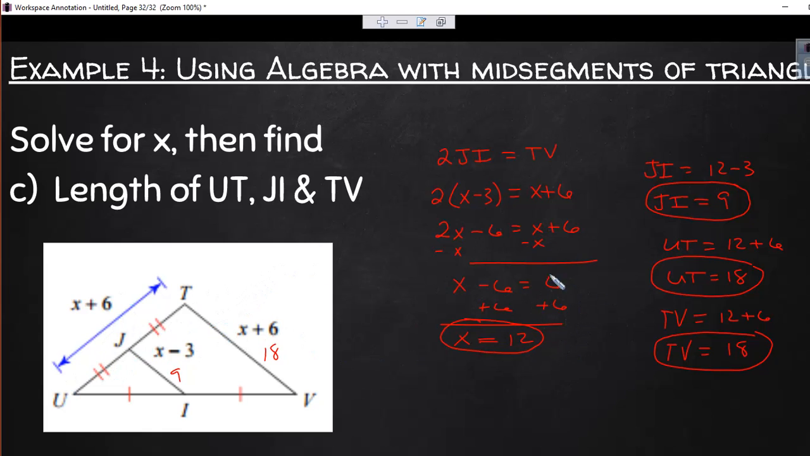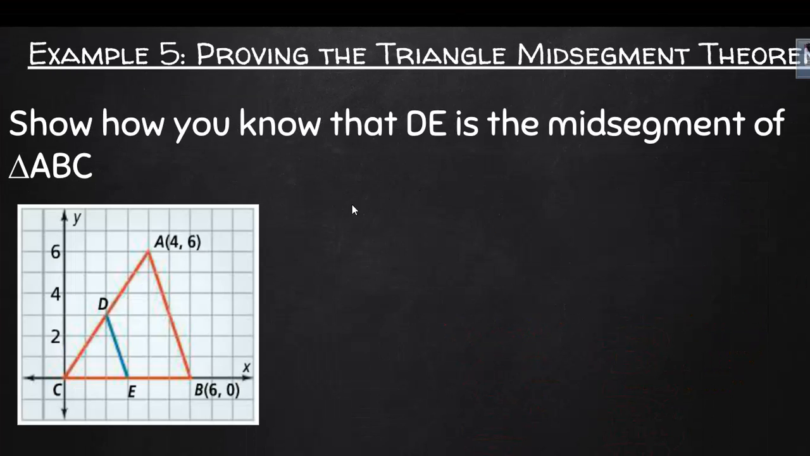All right, so now let's look at what happens when we are going to prove this midsegment theorem. So to show how you know that DE is the midsegment of triangle ABC, we need to figure out what can help us determine that this would be the midsegment. A couple ways you could do it. You could look at the distance from A to B and from D to E and see that this is going to be half of this segment here. Okay? Another way you could do it was to plot and find that this point right here would be the midpoint of this line and find that E would be the midpoint of this line.